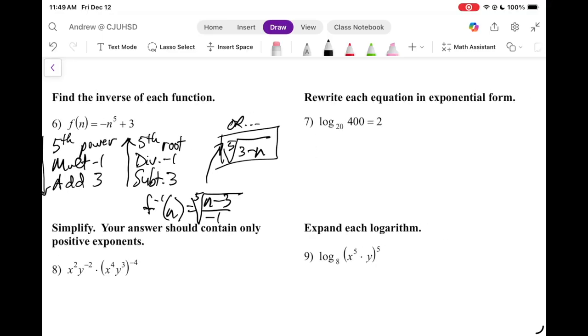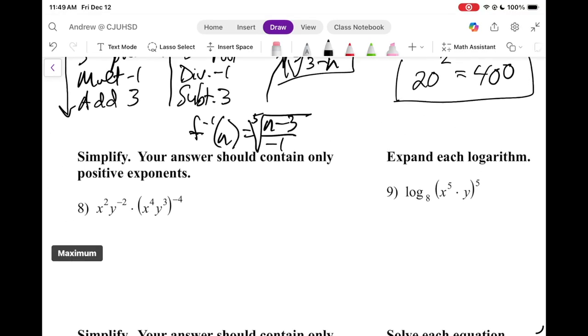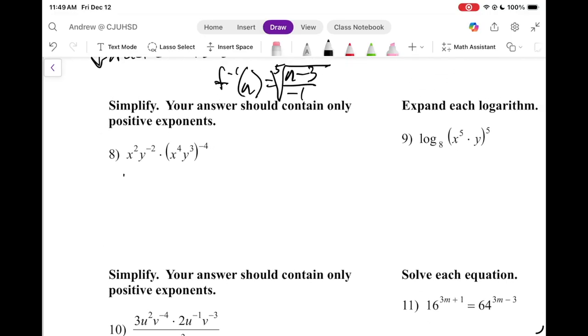Number 7 is a translation problem. 1, 2, 3. Number 1, the base is the base. The base of the log is the base of the exponential. 2, the log is equal to the exponent, so that's why 2 goes on 20, and 400 only had one place to go. I solved that one really fast.